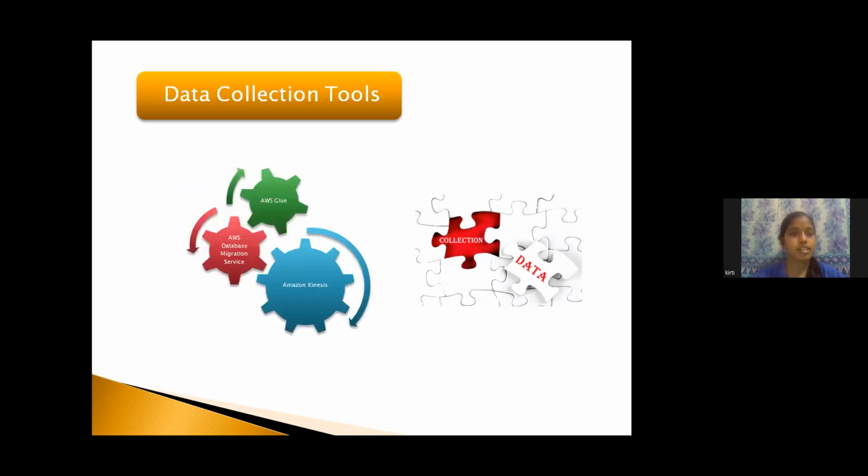So move to our next slide, data collection tools. There are three data collection tools: Amazon Kinesis, AWS Database Migration Service, and AWS Glue. First is Amazon Kinesis, which helps you collect streaming data. Kinesis also offers seamless integration and processing capability.